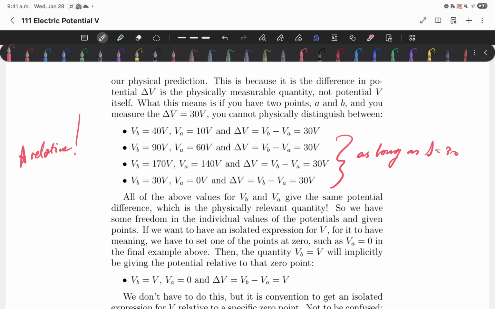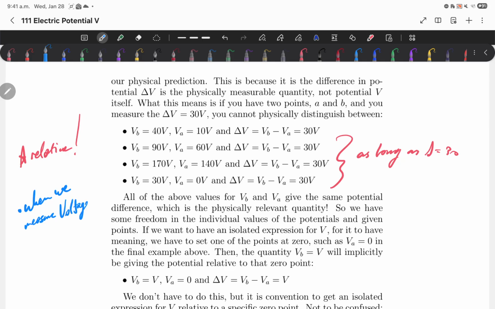So when we say zero pointing, we're picking a zero like the ground for gravity. And then anywhere above the ground, when we say the potential energy is mgh, what we were really saying is it's mgh relative to U equals 0 at the ground. We do the same thing with these potentials and potential energy in electrostatics.